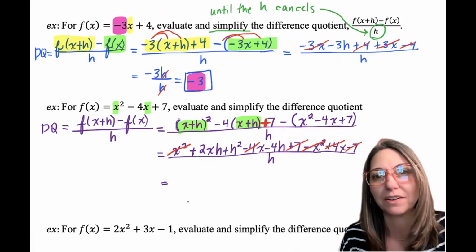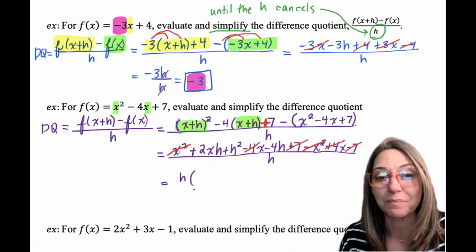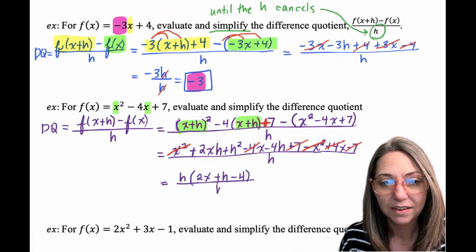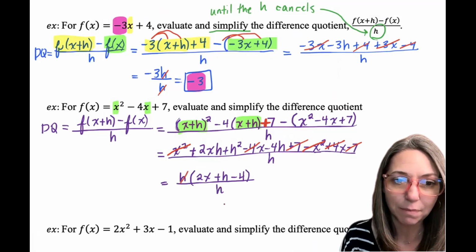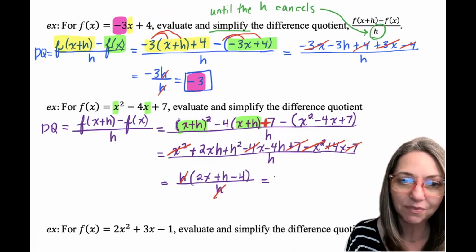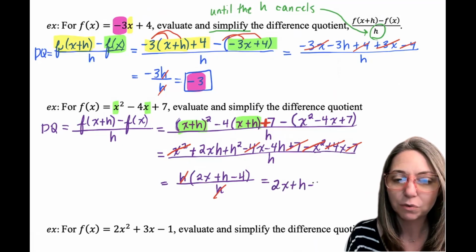It's kind of a cool thing about difference quotients. They work out the same every time. So I'm going to factor first, then cancel. Take that h out. Taking an h out of 2xh leaves us with 2x. Taking the h out of h squared leaves us with plus h. And taking an h out of -4h leaves us with -4. Okay, and then the h divided by h cancels. And then we have a simplified difference quotient of 2x plus h minus 4, right?